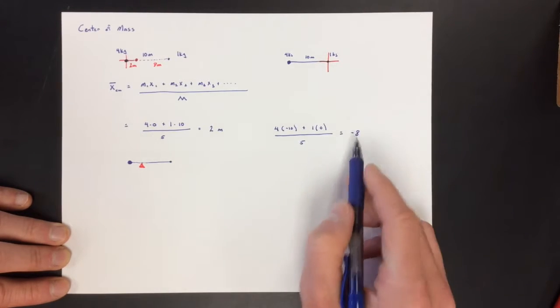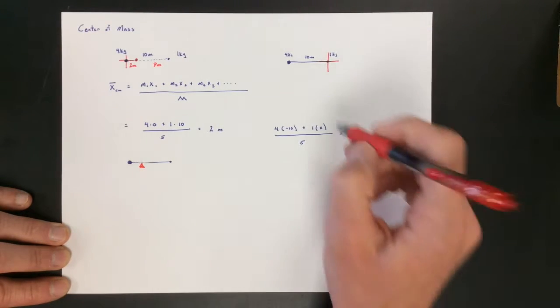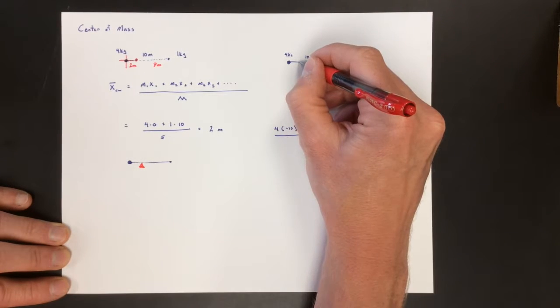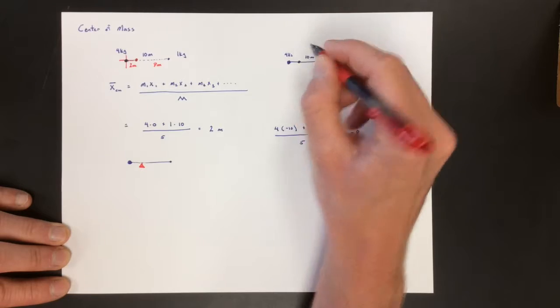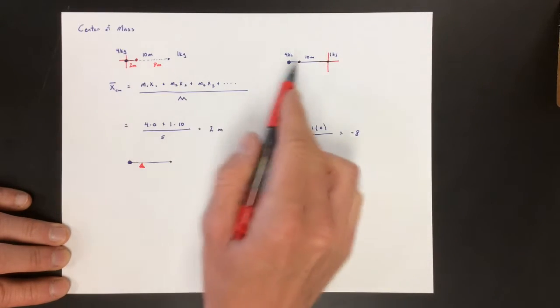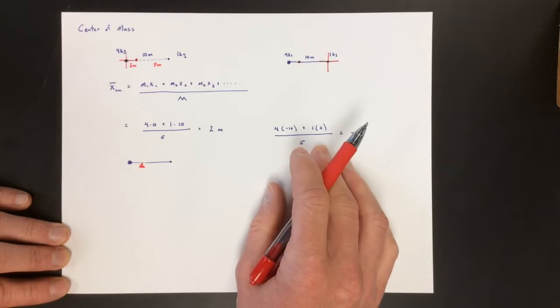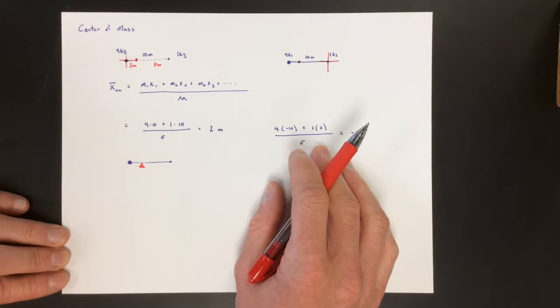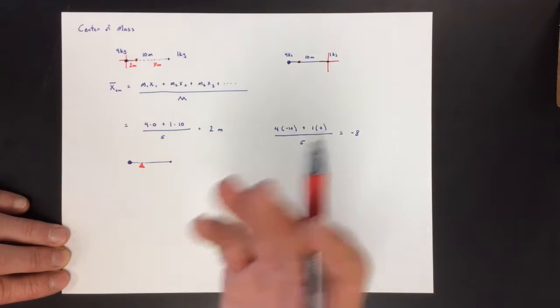And so then the center of mass is at a position of negative 8. Well, where's negative 8 in this coordinate system? It's right here. And hopefully you can see that the center of mass is still in the same spot, again, regardless of the coordinate system that I picked.